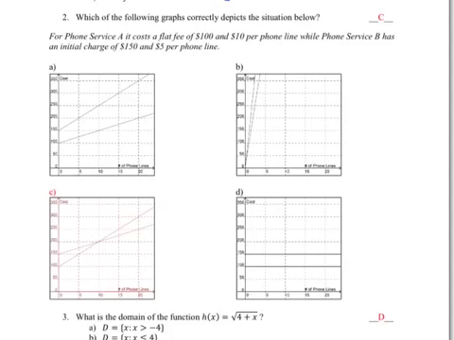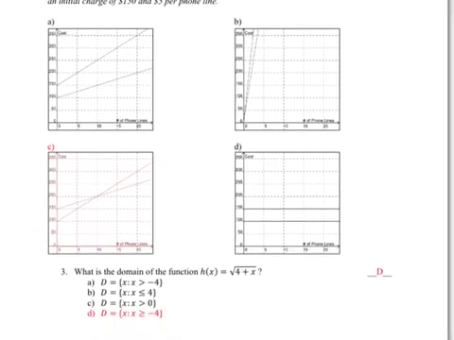So our final answer has to be this one, and let's take a look. $100 is cheaper starting, but it goes up at $10 per phone line. That's this right here. And this 150 to start only goes up $5 per phone line, so we can see that it goes up at a slower rate. So our answer would be choice C.